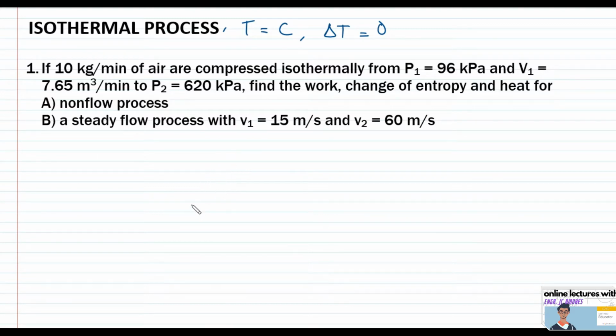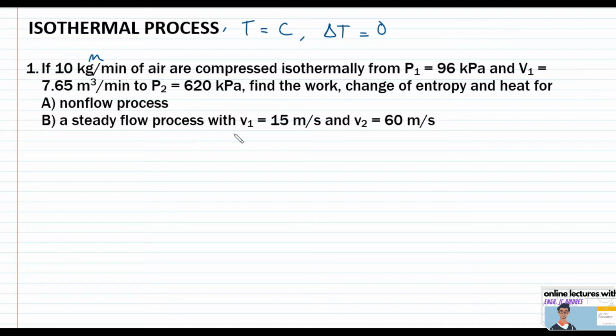Number one, we have 10 kilogram per minute of air compressed isothermally, so that would be your mass. P1 is 96 kilopascals. V1 is 7.65, that is the volume, actually the volume flow rate. And then P2 is 620 kilopascals. Find the work, change of entropy, and heat for letter A, non-flow process, and letter B, steady flow process.